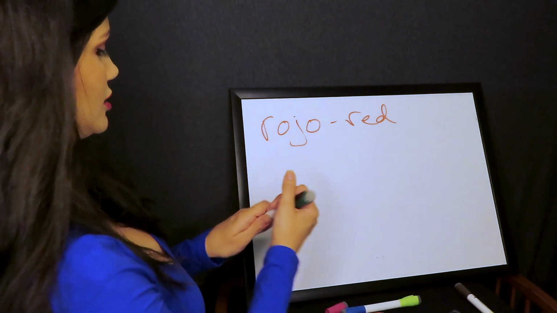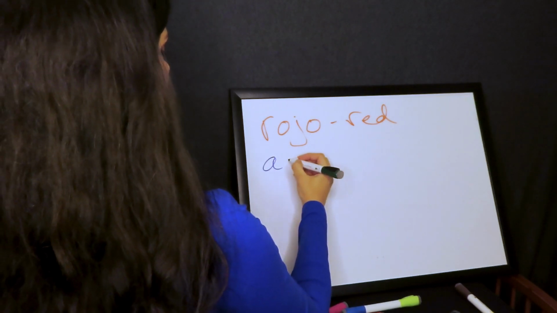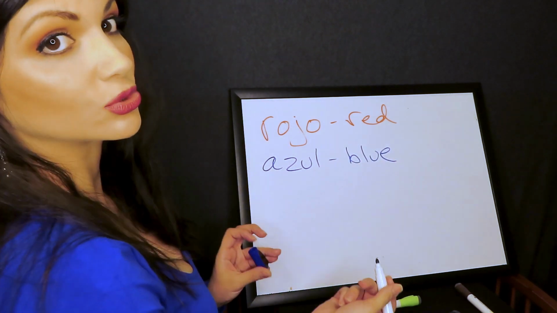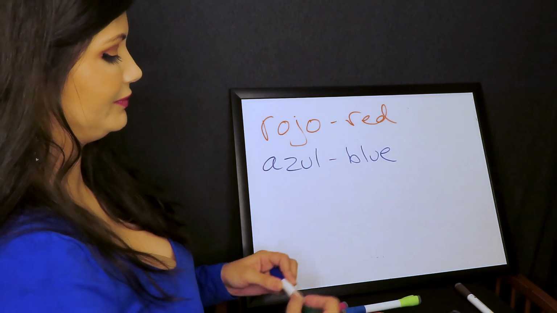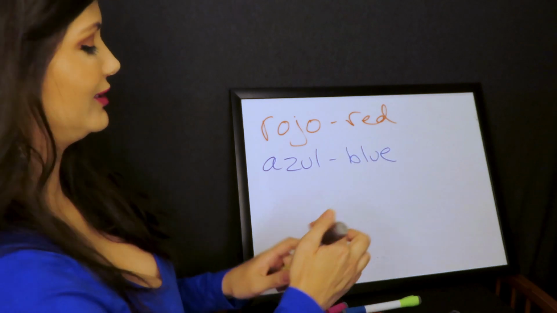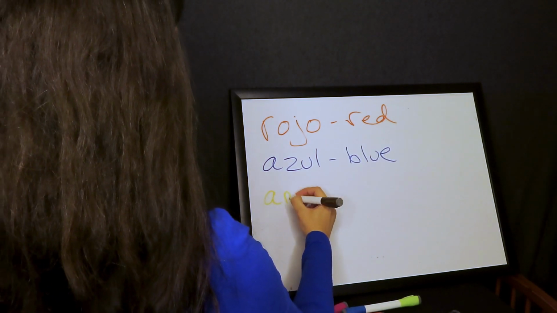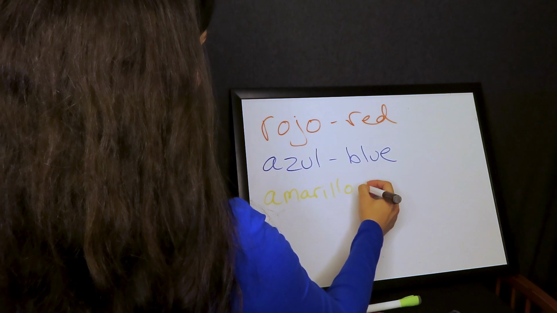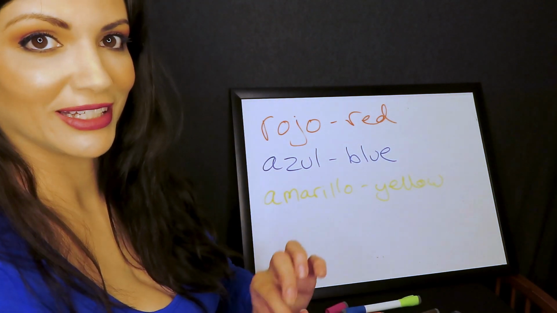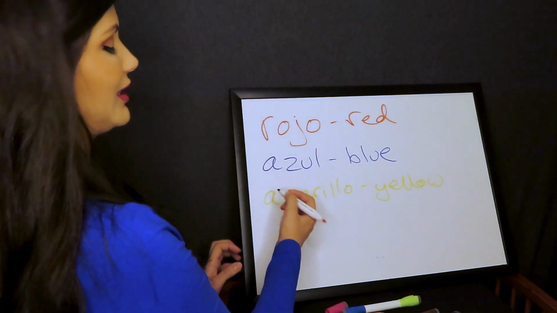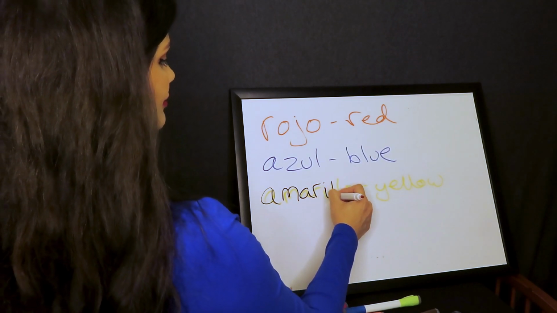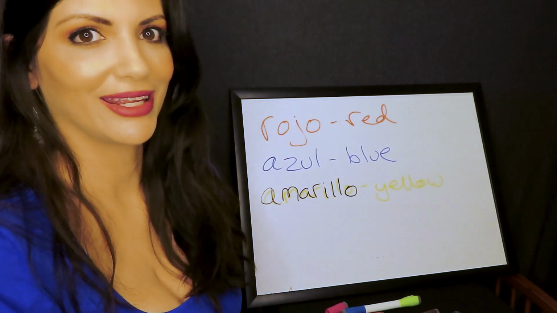Let's do the primary colors. Azul is blue. Yellow probably won't show up very well. And that one is amarillo. I'll outline it. Amarillo.